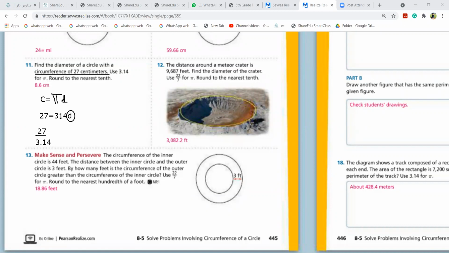When I rounded, they said round to the nearest tenth. When I round 8.59, you know that this is 9, so it changes. It becomes 8.6. It becomes 8.6 centimeters. Any question?